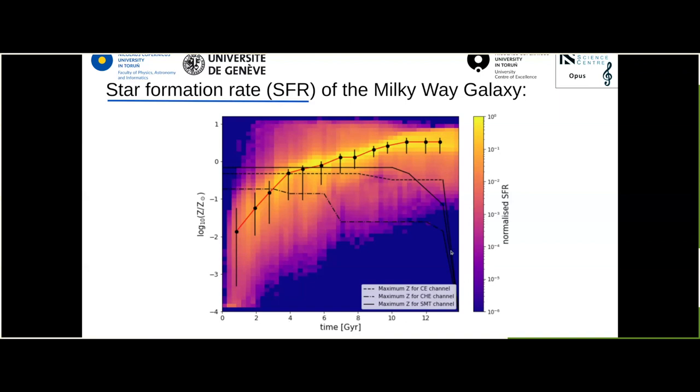We can see that most of the binary black holes that are merging today would have been born in the first 4 to 6 gigayears of the galaxy's lifetime, when star formation was happening at low enough metallicities. And according to this figure, we can say that merging binary black hole systems can exist in the Milky Way.